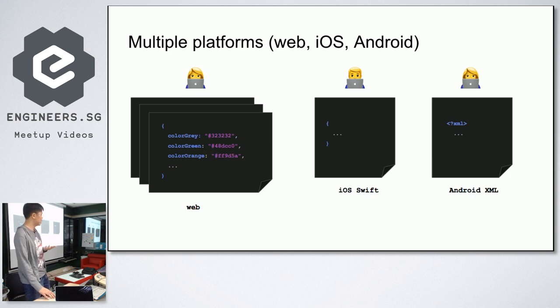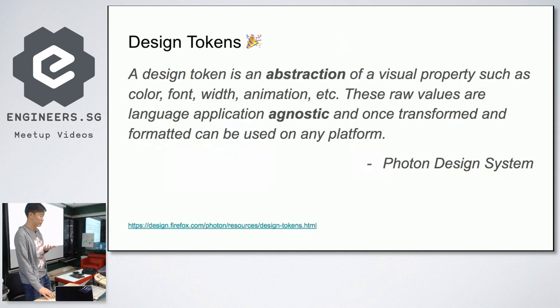So this is where design tokens come in, right? I tried to find the most succinct, concise explanation for design tokens, and I found it in Firefox and their Photon design system.